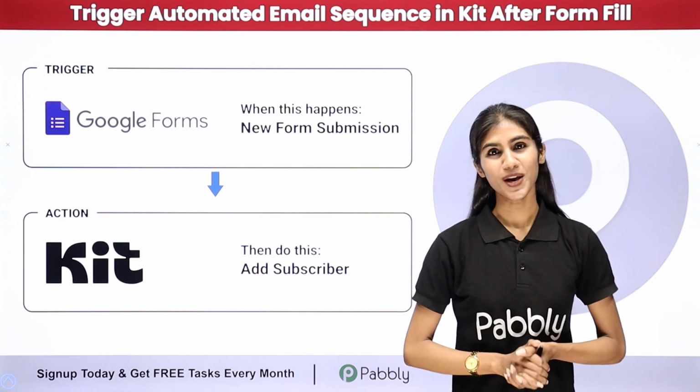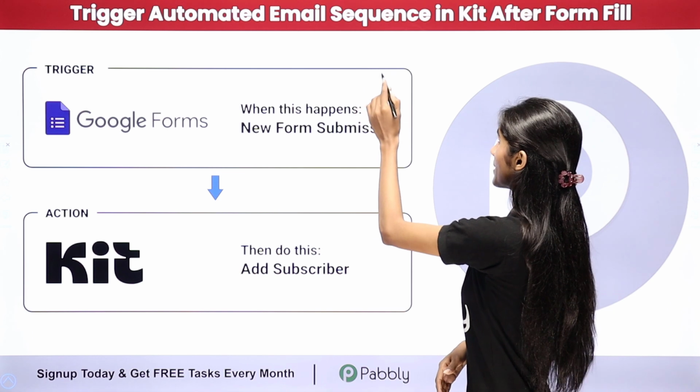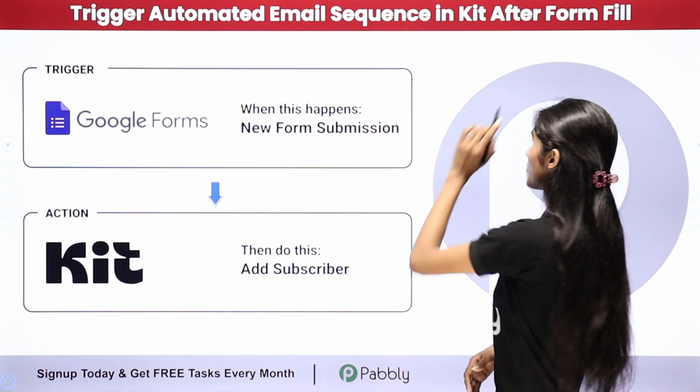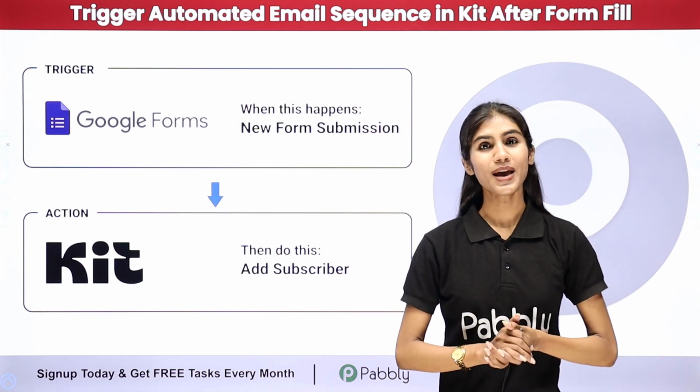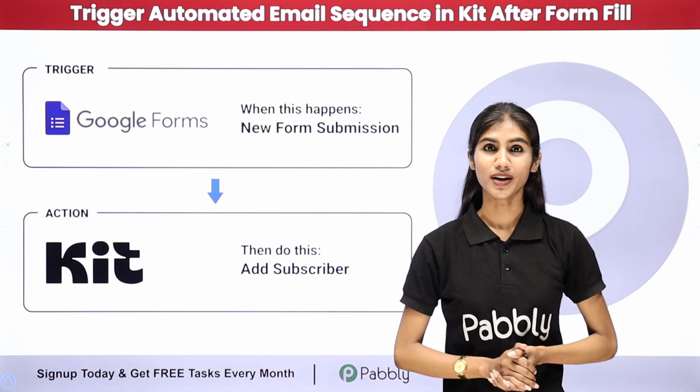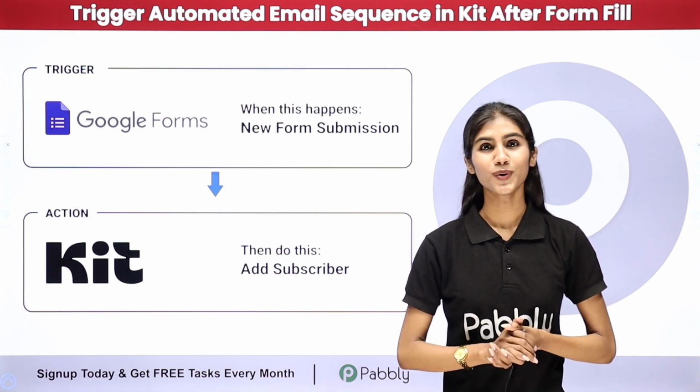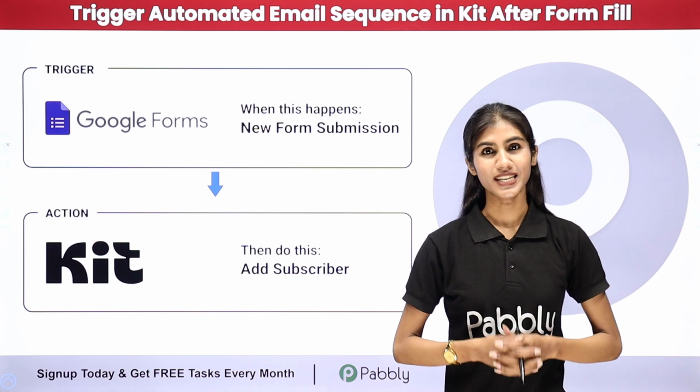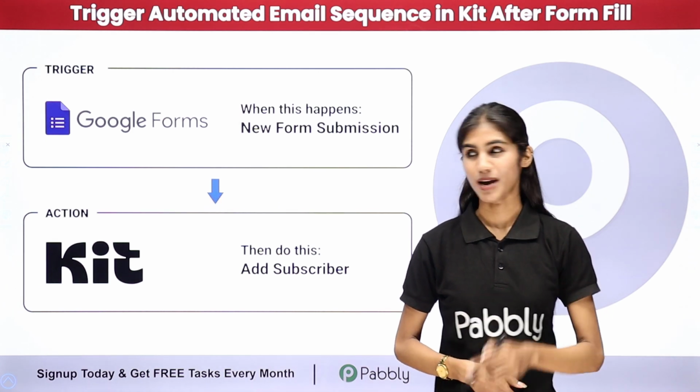In this video, we are going to learn how to trigger an automated email sequence in Kit after form filling. For example, I own a coaching center and I want the leads who fill my Google form for coaching inquiry to be sent promotional emails by adding them as a subscriber to Kit.